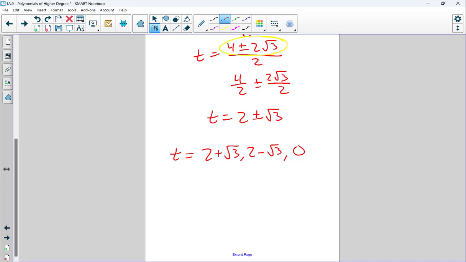If I'm solving, always make sure you label t equals, x equals, whatever the variable equals, and then I list out my answers. It's perfectly fine if you just leave it like this. Either one of these answers is perfectly acceptable.